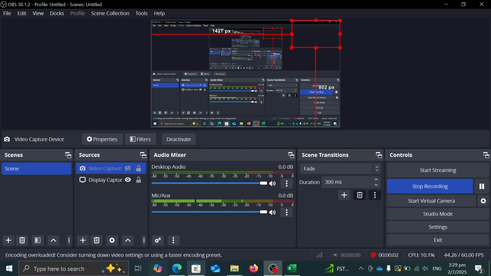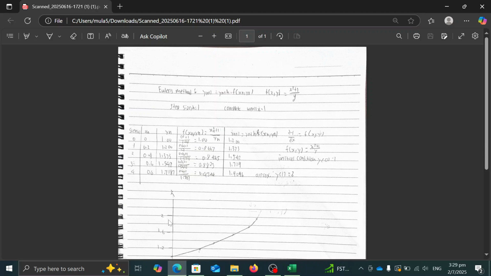Today I'll be talking about the Euler's method formula for my EM3 assignment. So for the Euler's method formula, the formula is as given. Yn plus 1 equals yn plus h multiplied by the function f(x, y), where the function f(x, y) represents the derivative of function y with respect to x.